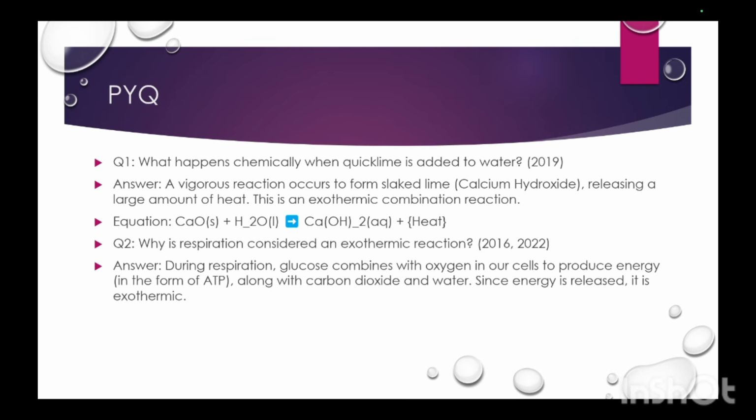Question number 2: Why is respiration considered an exothermic reaction? This question has been repeated in 2016 and 2022. During respiration, the glucose, from where do you get the glucose? The glucose is your digested food from the small intestine. When the blood absorbs it and takes it to the cell, you have already taken in oxygen during breathing. The oxygen reaches there and it burns the glucose. There, carbon dioxide and H2O are formed.